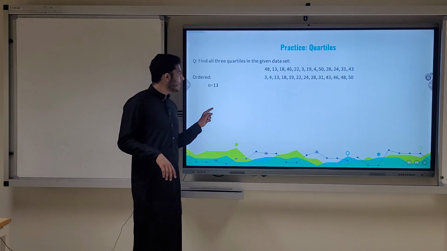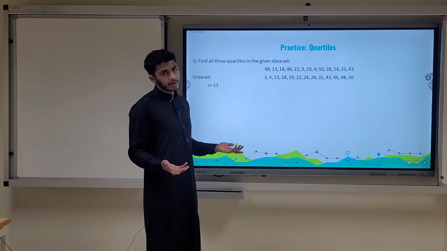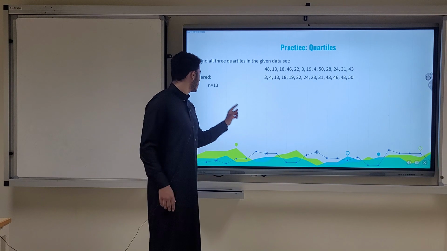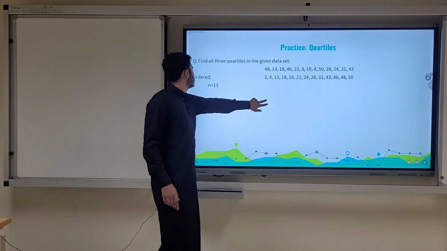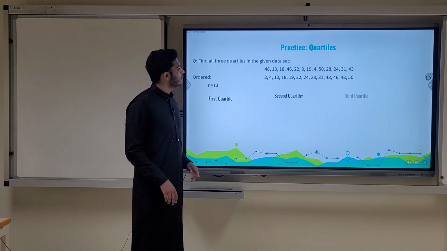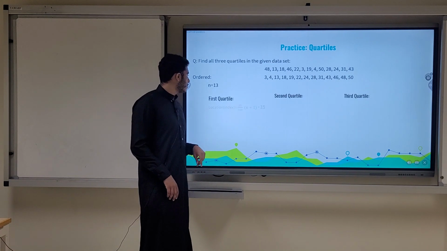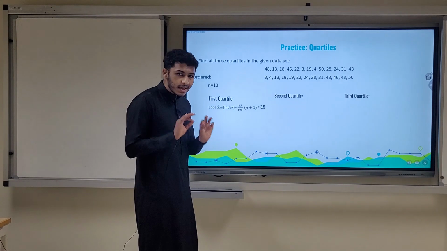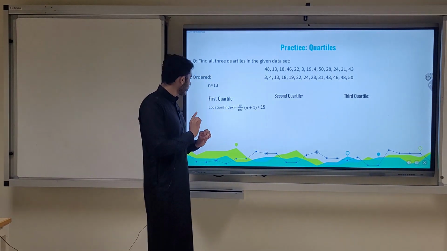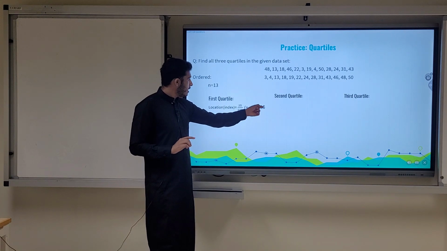Now, identify your sample size or population size. Identify the size of your data set, which is 13 in this case. Now let's find the first quartile, and we're also going to find the second and the third. Finding the first quartile, we have to find where it is before we find the value. So the location of the first quartile is 3.5.